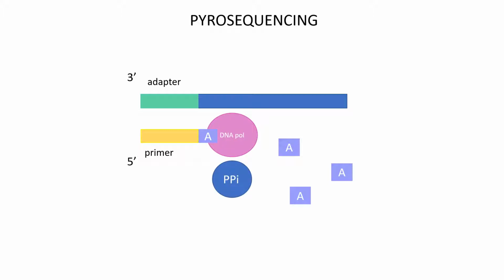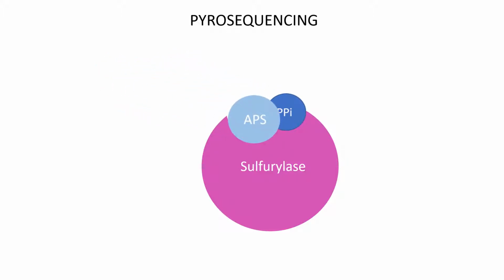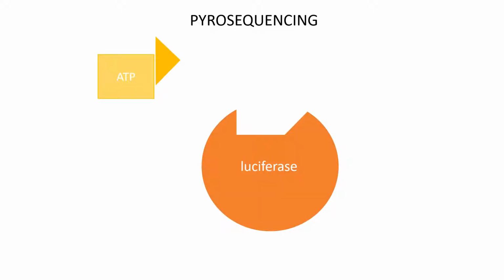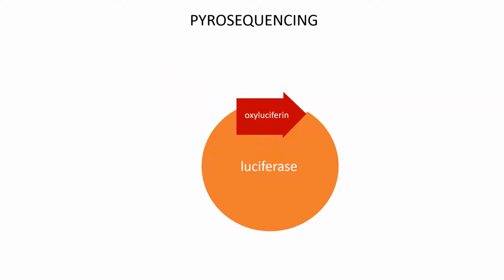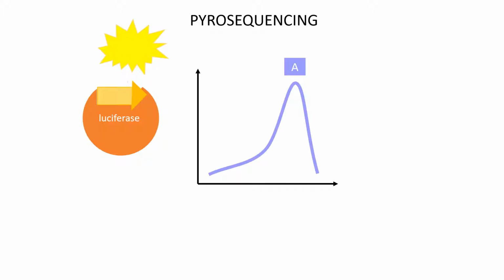This releases a pyrophosphate. The pyrophosphate and adenosine phosphosulfate are catalyzed by sulfurylase to produce ATP and sulfate. The ATP in turn reacts with luciferin and is catalyzed by luciferase, producing oxyluciferin. Upon this reaction, light is emitted, which helps identify the exact base in the sequence.